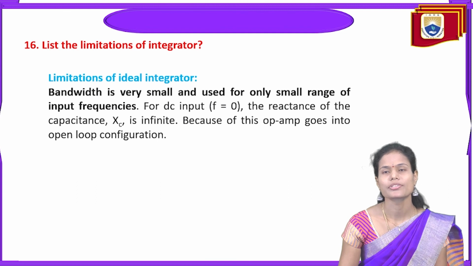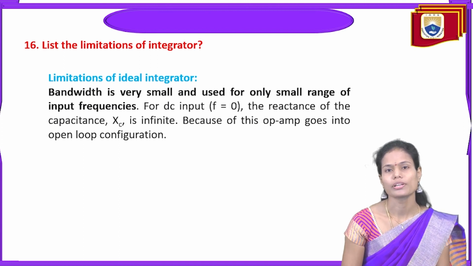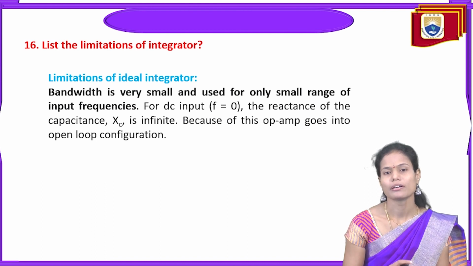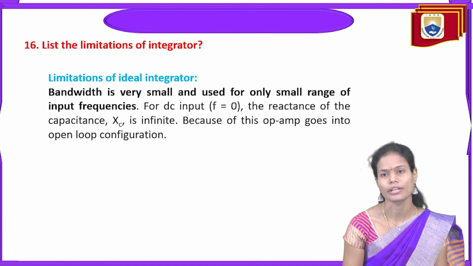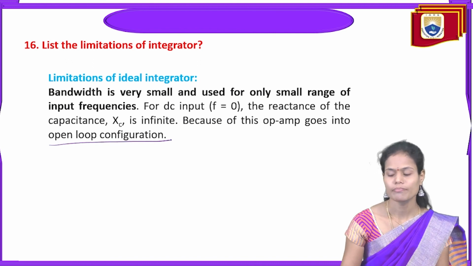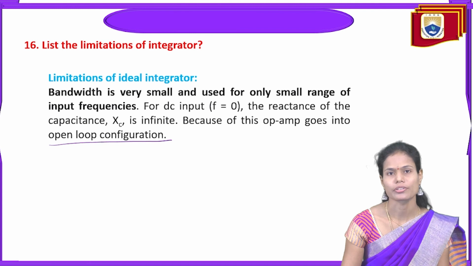And next, list the limitations of the integrator circuit. The limitations of the ideal integrator circuit are that the bandwidth is very poor and it is used for only a small range of input frequencies. For DC input, that is for frequency equal to 0, the reactance of the capacitor is infinite. Because of this, the op-amp goes into the open loop configuration. That is the limitation of the op-amp ideal integrator circuit.